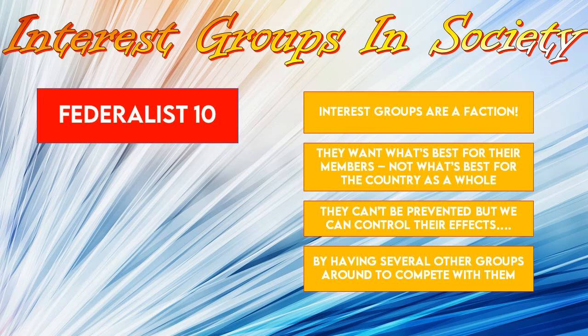For example, the National Rifle Association wants to pass policies that would allow people to carry guns into places like bars. That's great for the people that are gun owners in the National Rifle Association, but that might not be the best policy for the country as a whole. So that's what a faction is, right? A faction looks out for its group interest ahead of what's best for the country as a whole.